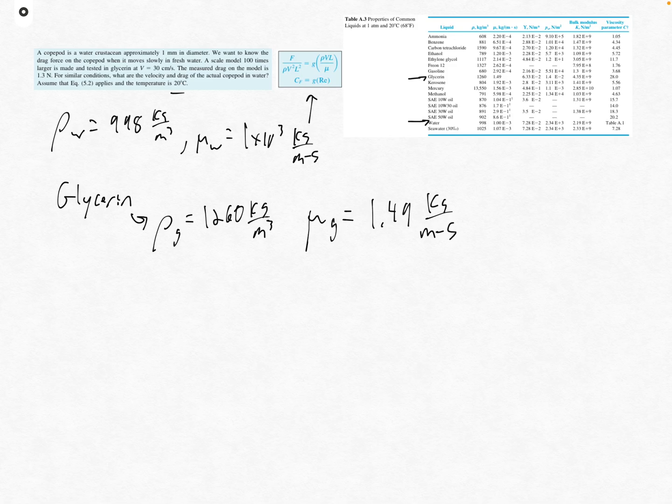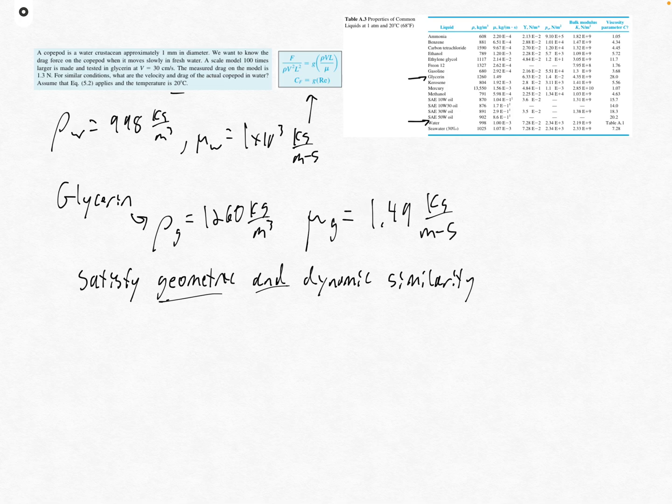And so in order to have an effective model, remember we need to satisfy both geometric and dynamic similarity. We're going to assume that the geometric similarity is taken care of by the model. In this case, we're told that we have a scale model, so we're just going to trust the model maker that they've accurately modeled a copepod. I'm not even sure what one of those looks like.